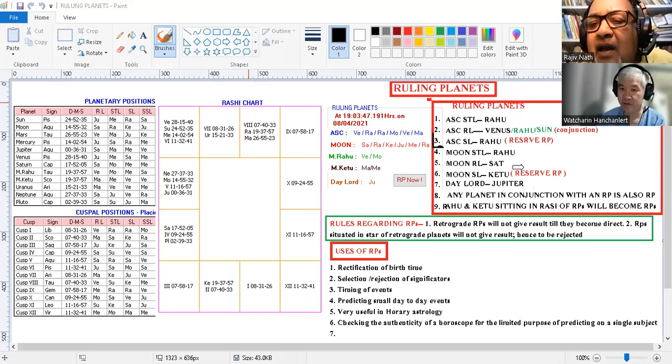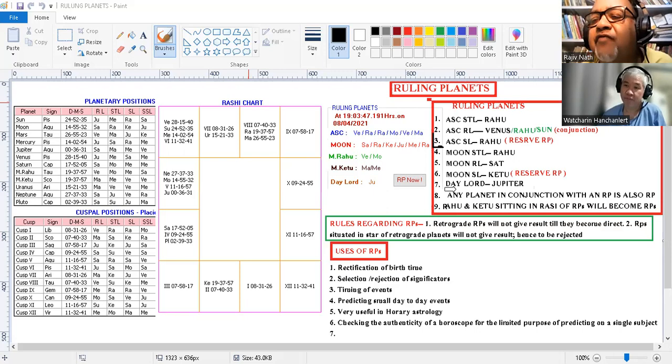And after that comes moon Rashi lord. Wherever moon is situated, in whichever Rashi, the lord of that house. Moon is situated here in Aquarius. Who's the lord of Aquarius? Saturn, sir. So moon Rashi lord is Saturn. Then again, this is a reserve planet, moon sublord. And then is the day lord.